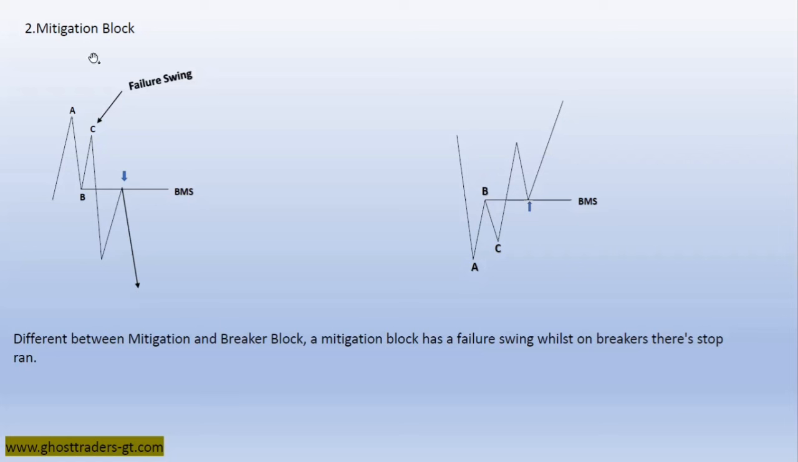These are mitigation. So the difference between a mitigation block and a breaker block is that a mitigation block has a failure swing while a breaker has a stop run, okay? That's the only difference. Now let's go to our examples, okay?